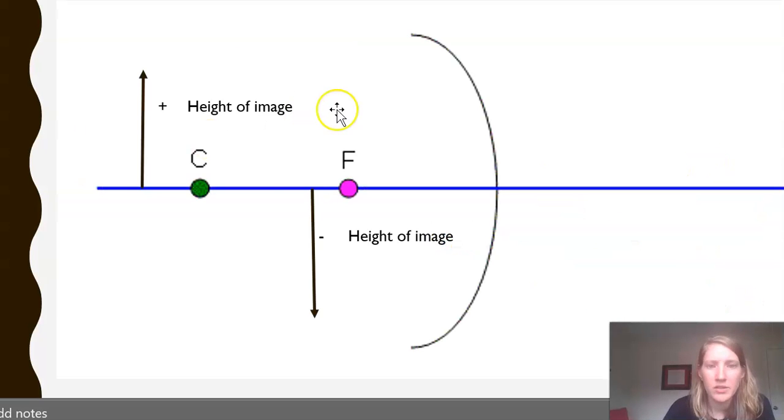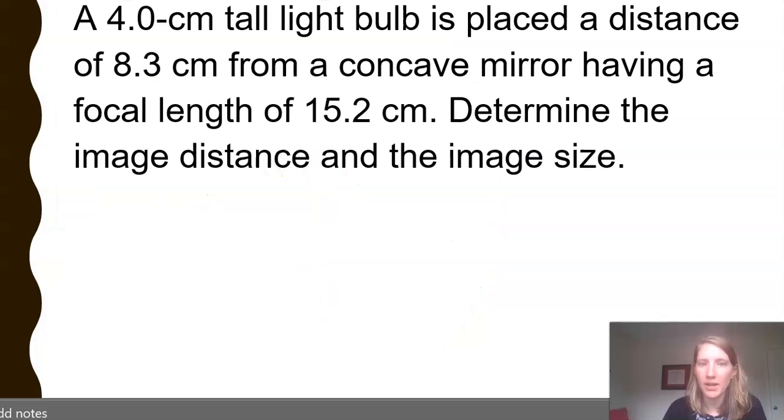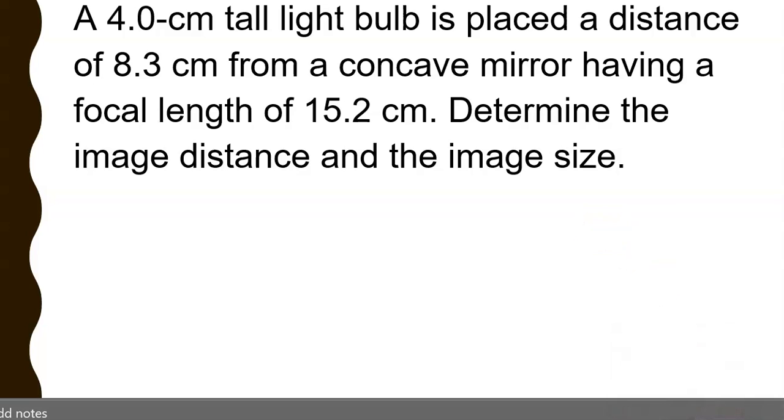Okay, so positive and negative height images, or hi. If you have a positive hi, then that means it will be upright. And if you have a negative hi, that means it will be inverted. It will be upside down. All right, remember when you draw your images, they are always from this principal axis, this middle line. So if you end up with a real inverted image with a concave mirror like you can have, then it will end up being a negative number. All right, so let's try this example, and we're going to draw it and solve for it as well.